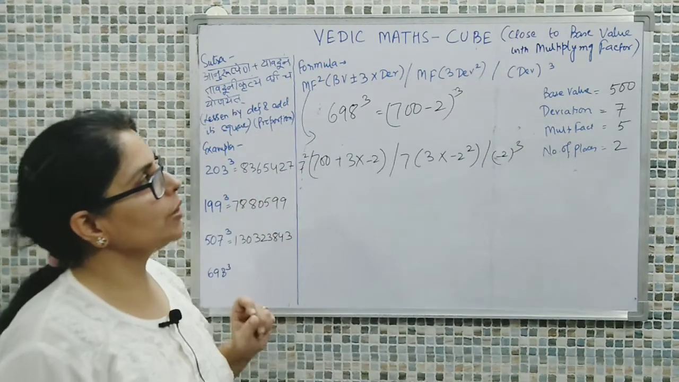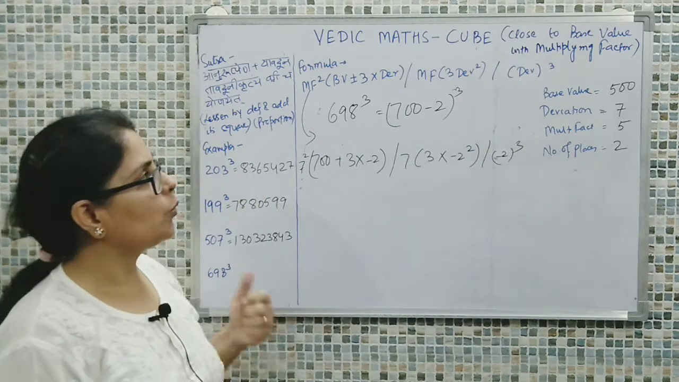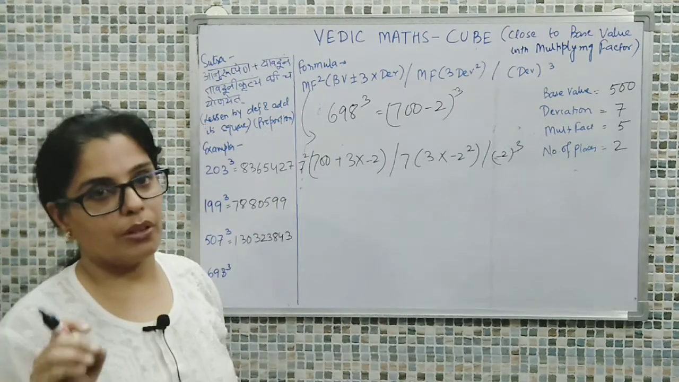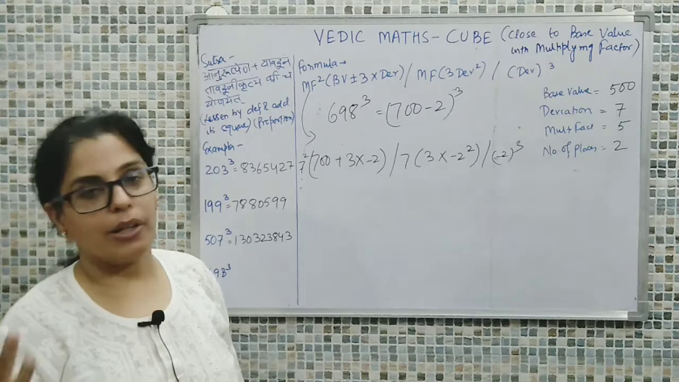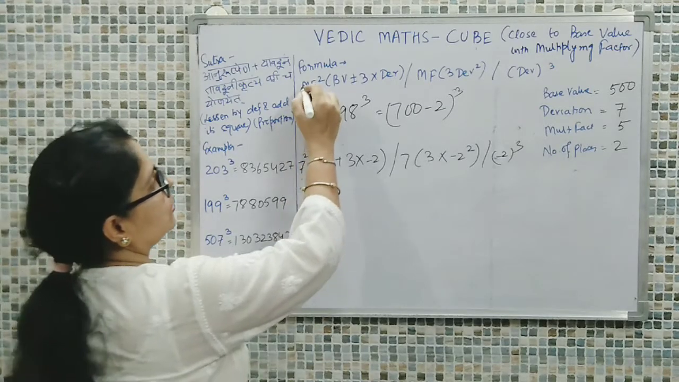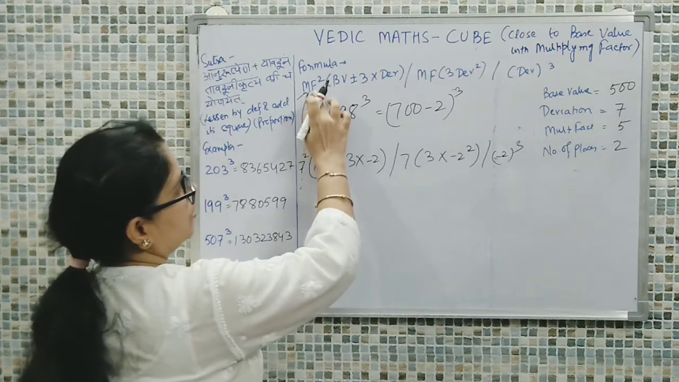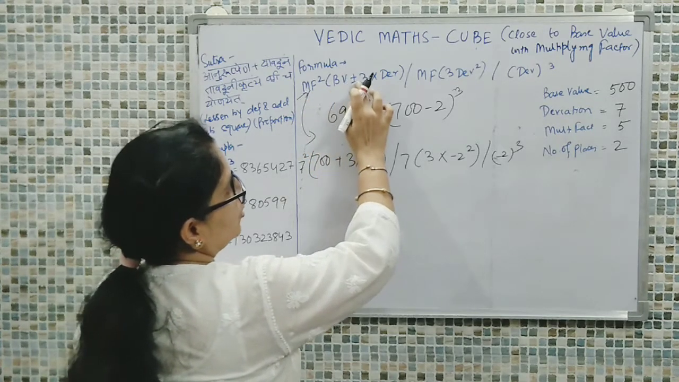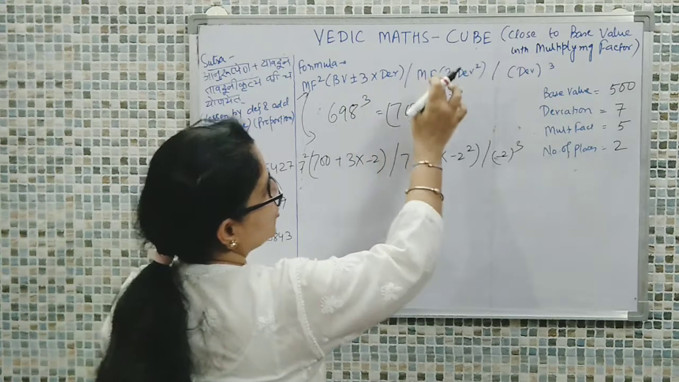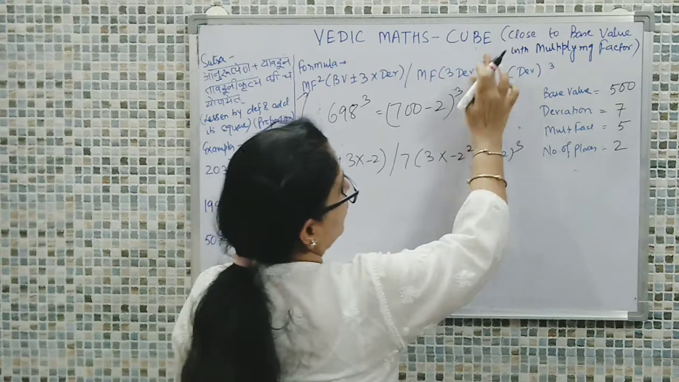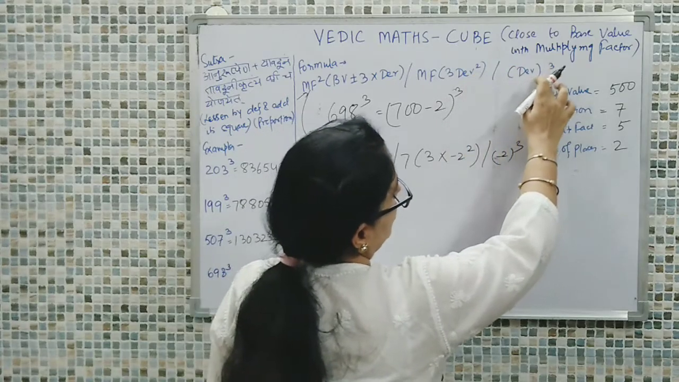Okay, with this particular discussion, I'll sum up. What we have learnt is that when we need to calculate the cube of a value which is close to a reference value, we need to understand this formula: the square of the multiplying factor multiplied by the base value plus or minus 3 times the deviation. The second portion will be the multiplying factor times 3 times the square of the deviation, and the third portion would be the deviation cube.